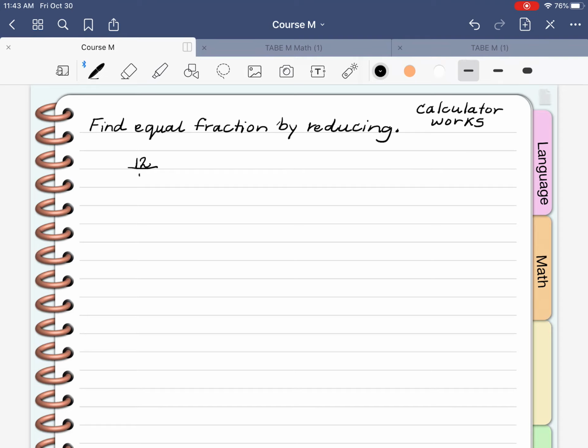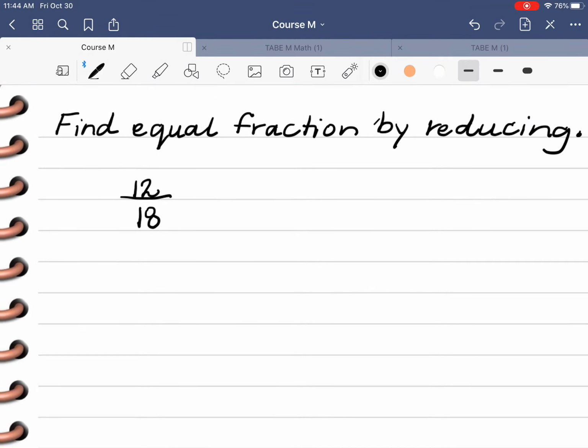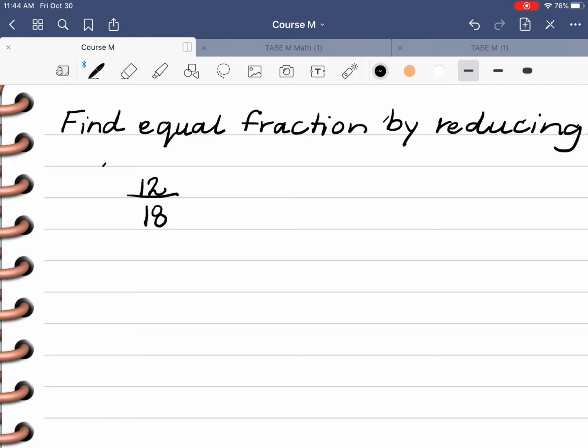So 12/18. Now I'm going to show you several ways to break this down. I had a gentleman in my class many years ago, and he reduced everything by 2 if he could, if it was an even number. Everything. It didn't matter what it was. If it would work, he would use a 2. So let me show you how his method worked. 2 into 12 is 6, and 2 into 18 is 9.